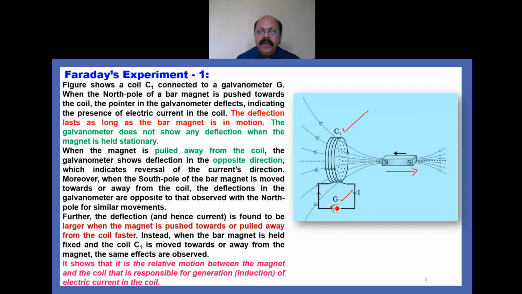Instead, when the bar magnet is held fixed, that is stationary, and the coil C1 is moved towards or away from the magnet, the same effects are observed. Then it shows that it is the relative motion between the magnet and the coil that is responsible for the induction, or production, of electric current in the coil. So this is the explanation of Faraday's experiment 1, and you can also understand it by a simulation.